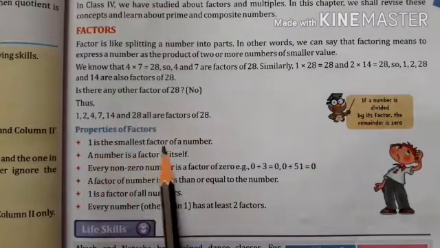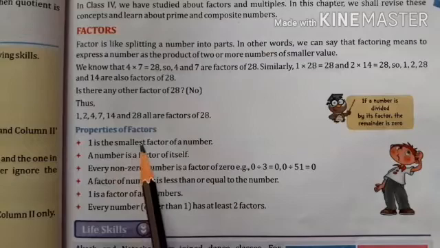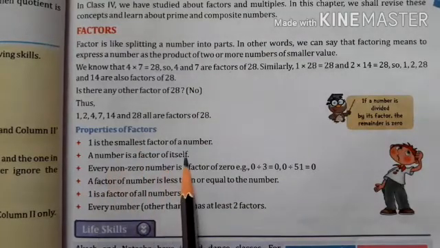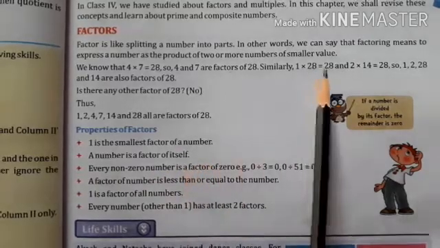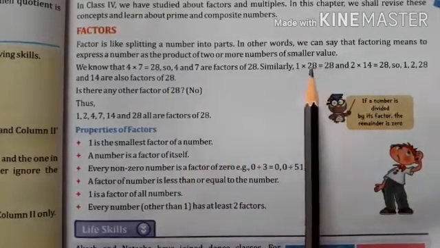1 is the smallest factor of a number. A number is a factor of itself. Look at here, students. 1 into 28 equals 28. So 28 is a factor of itself.